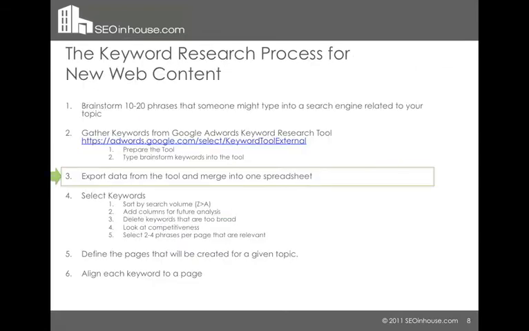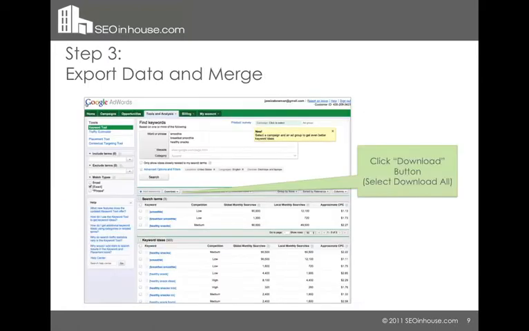The next step is to export the data from the tool and merge it into one spreadsheet. In the keyword research tool, when you have the data listed, this is an example where we've done a search for 3 keywords. You can see all of the data is listed, and you want to click the download button. When you click the download button, it's going to export into a Microsoft Excel file.